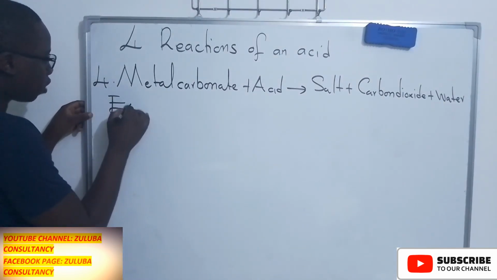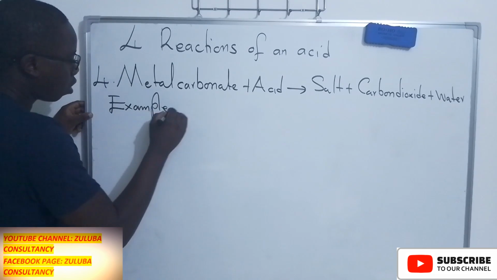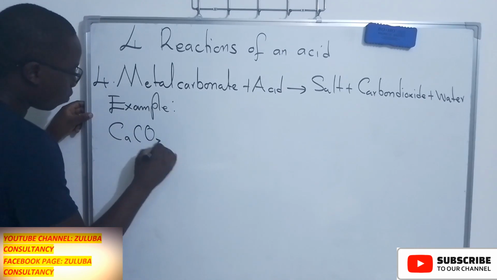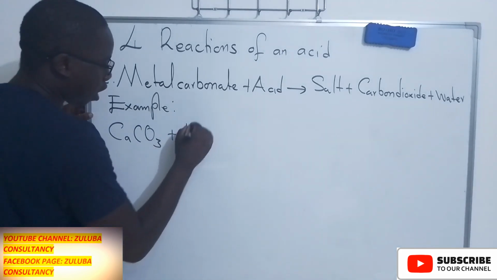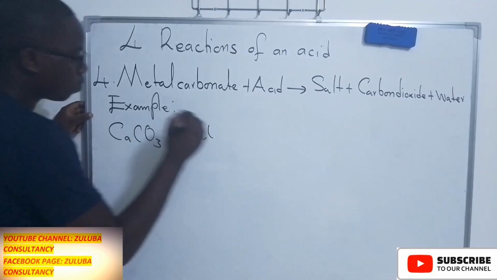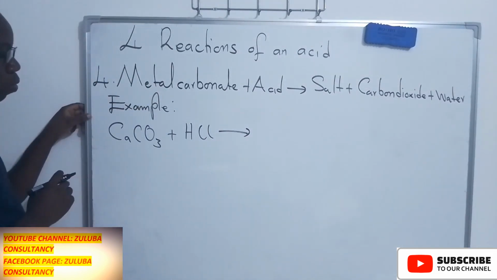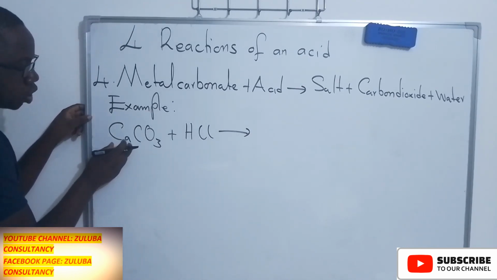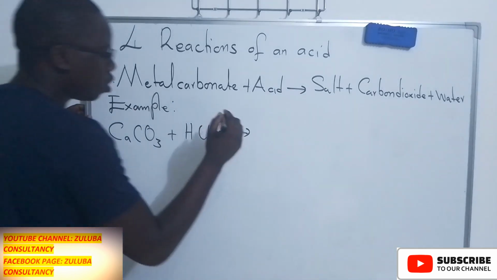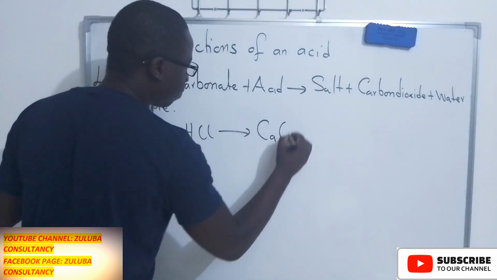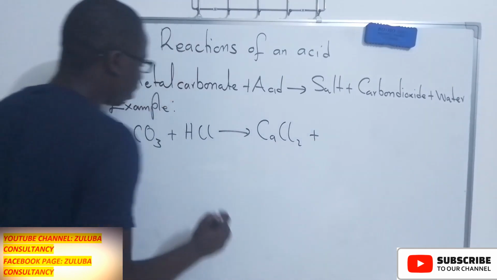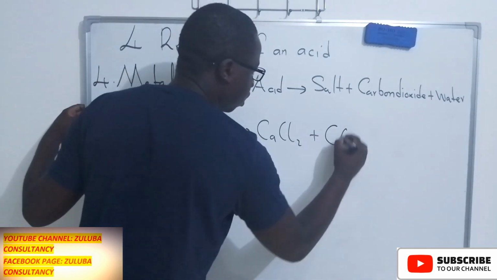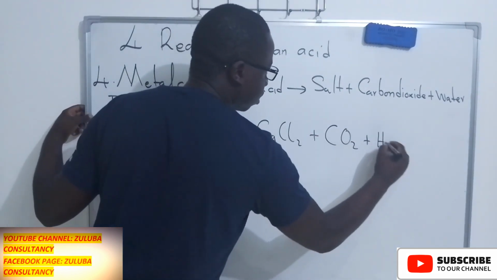Let's look at the example that we can have. We can have calcium carbonate. When it reacts with an acid, let's use hydrochloric acid, what will be the product there? The first product, we have said it's a salt, so a salt will come from calcium and chlorine to make calcium chloride. Then we should also have carbon dioxide, so carbon dioxide and water.